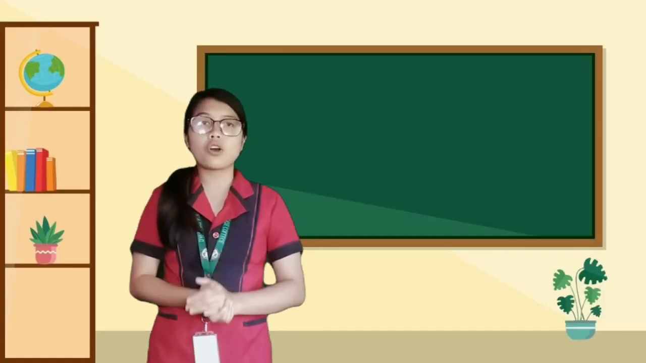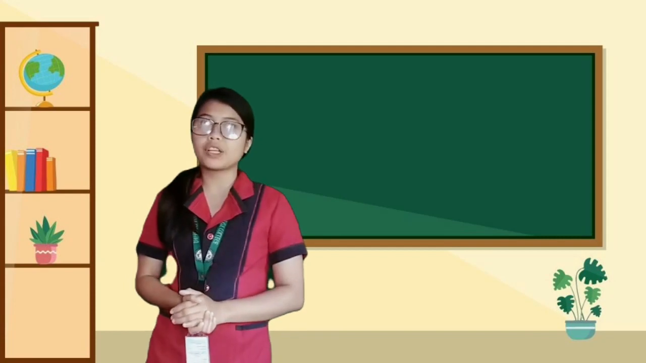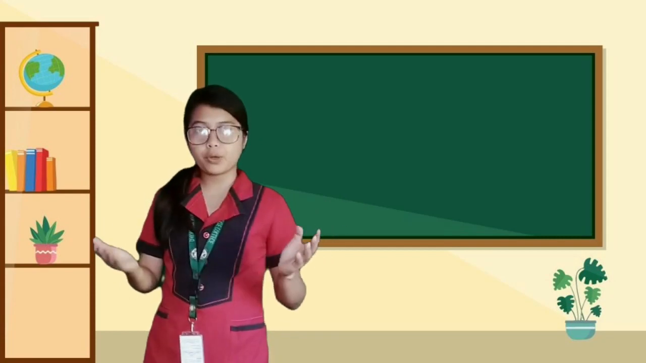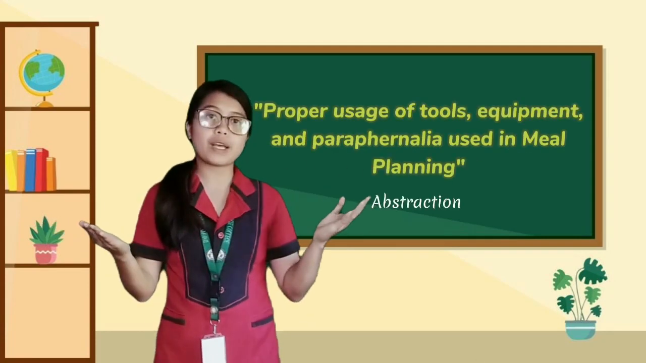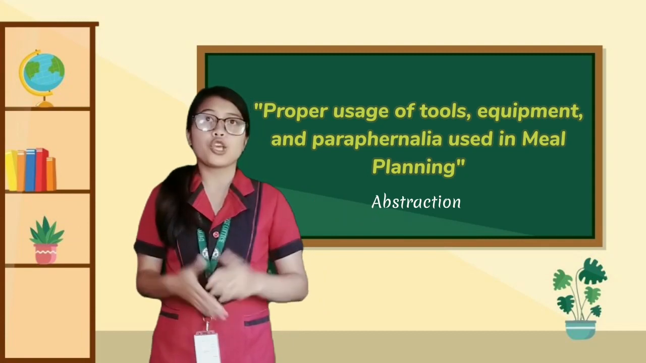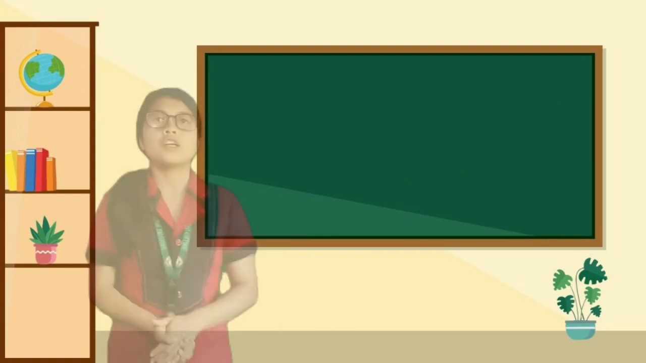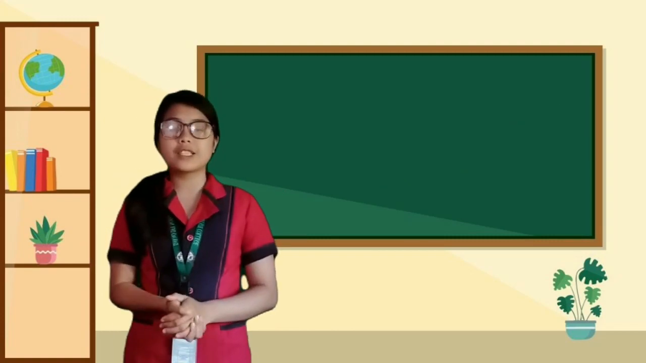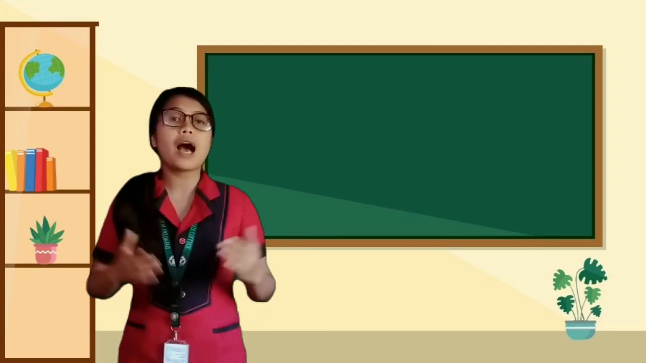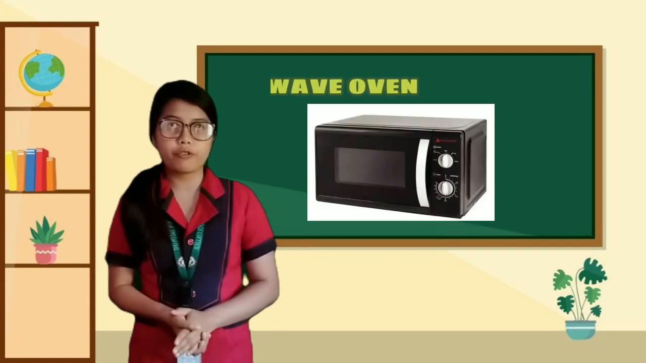So now let's go further with the abstraction part, which talks about the proper usage of tools, equipment, and paraphernalia used in caregiving services for meal planning. So now let us discuss the procedures or steps on how to operate a microwave oven.